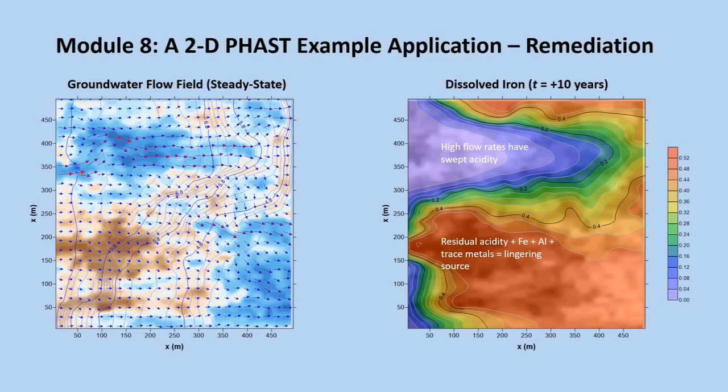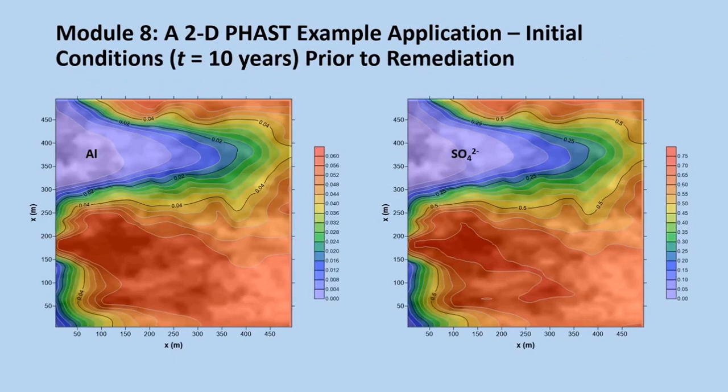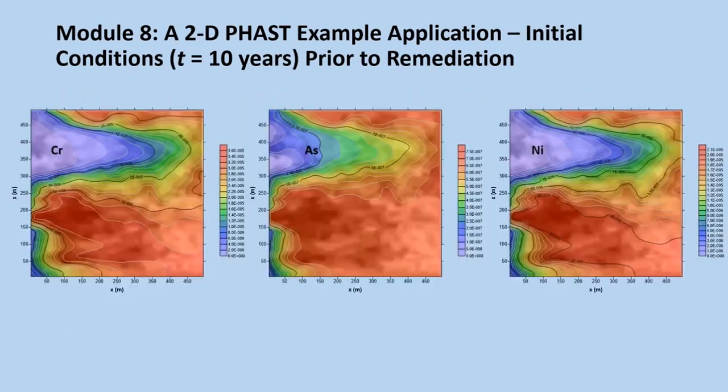In contrast, the most permeable portions of the aquifer near the upgradient edge of the model domain, this would be the left side, are largely swept by inflowing water associated with the boundary condition. This is represented by the distribution of dissolved iron concentrations shown on the figure on the right. You see pretty similar distributions here for dissolved aluminum shown on the left and sulfate shown on the right. Concentrations are plotted in moles per kilogram of water.